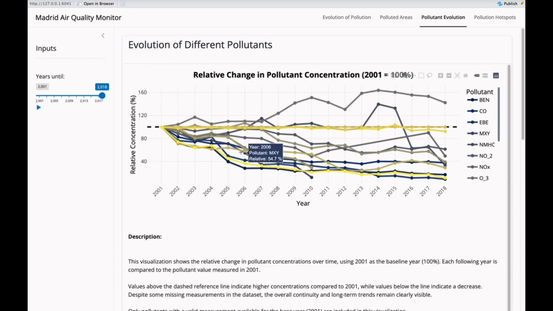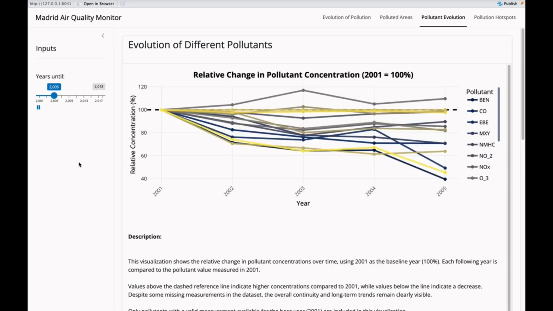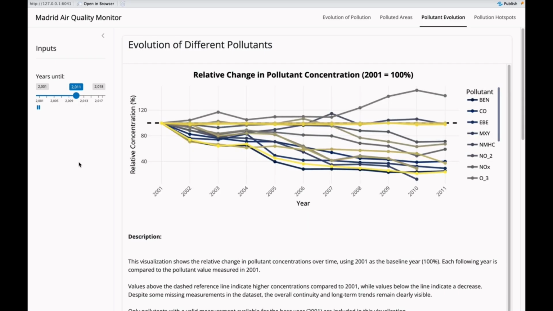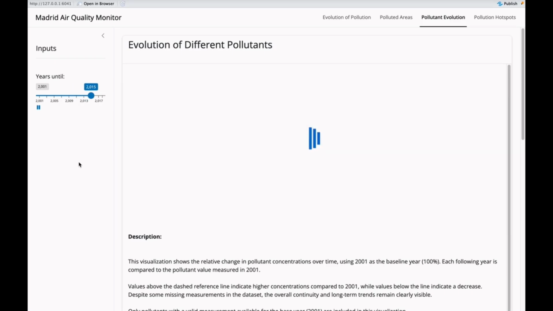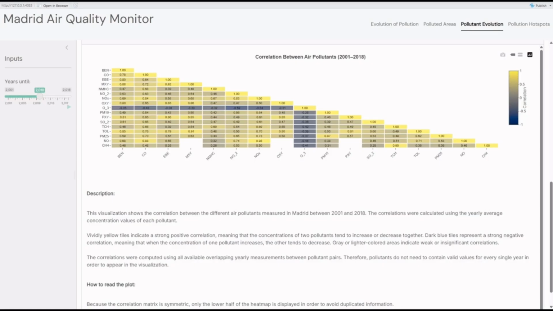Similarly to question 1, we were also interested in the relative changes in the pollutant levels. Here we used the measurements from 2001 as the baseline and examined how the different pollutants changed over time. Lines above the 100% baseline indicate that the concentration of a given pollutant increased compared to 2001, while lines below the dashed line indicate that the concentration decreased relative to 2001. Overall, the plot mainly shows decreasing trends, with only one or two pollutants exhibiting an increase compared to the baseline year.